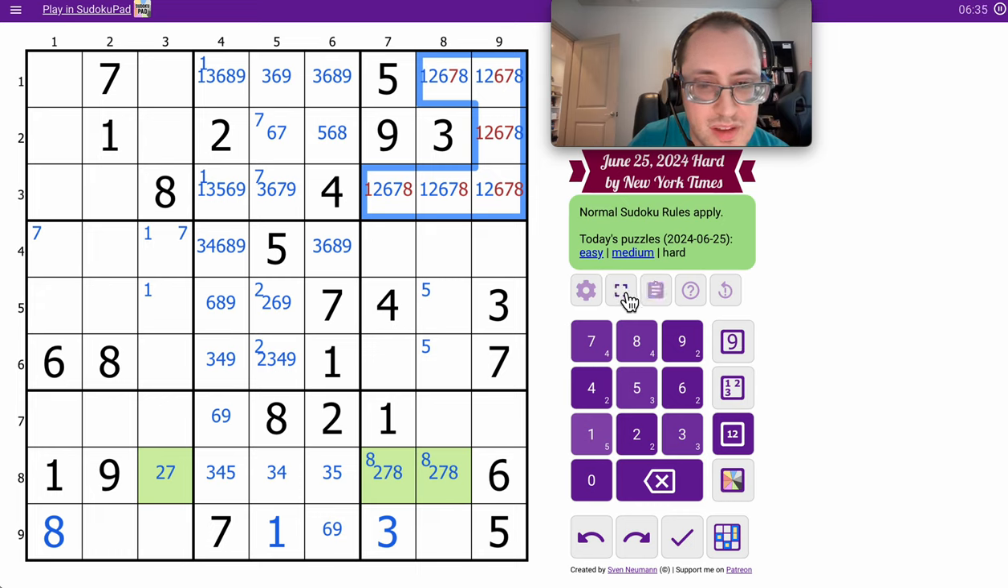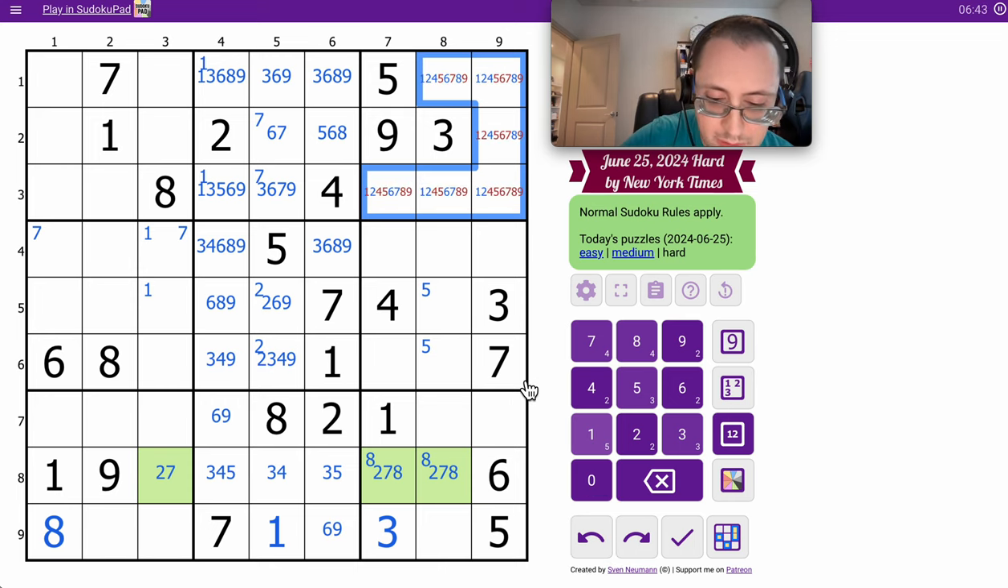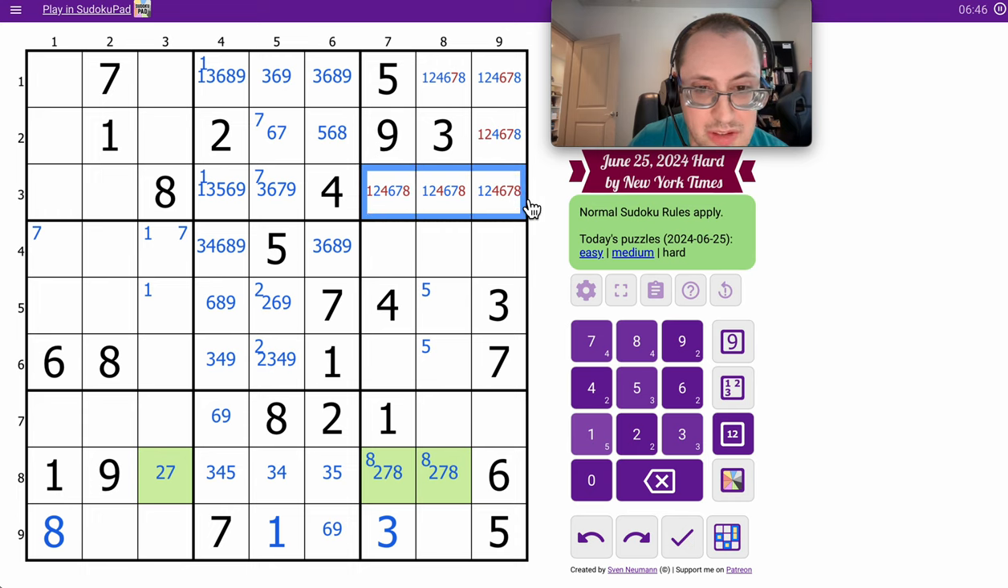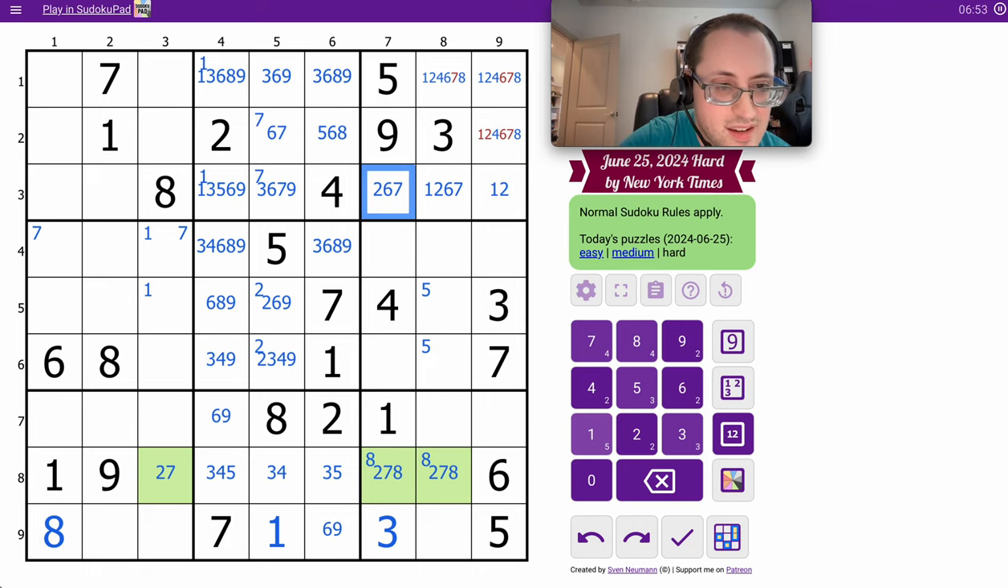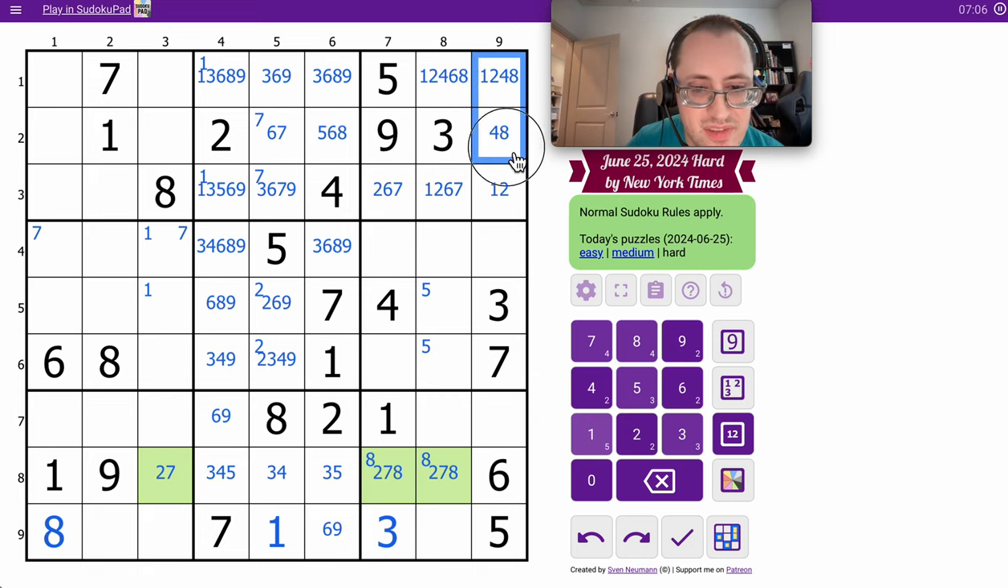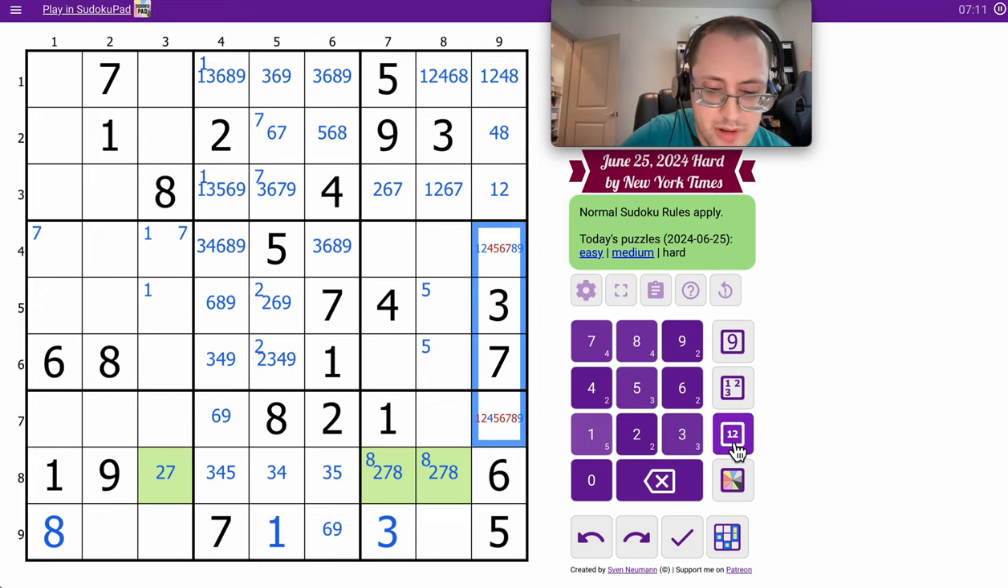Let's see. 3, 4. Three, five, nine, explicitly. These can't be 4 or 8. Okay, neither of those could be 6 or 7 either, and that one also sees 1 and 2 in its row. Let's see, those two can't be 3, 5, 6, 7.